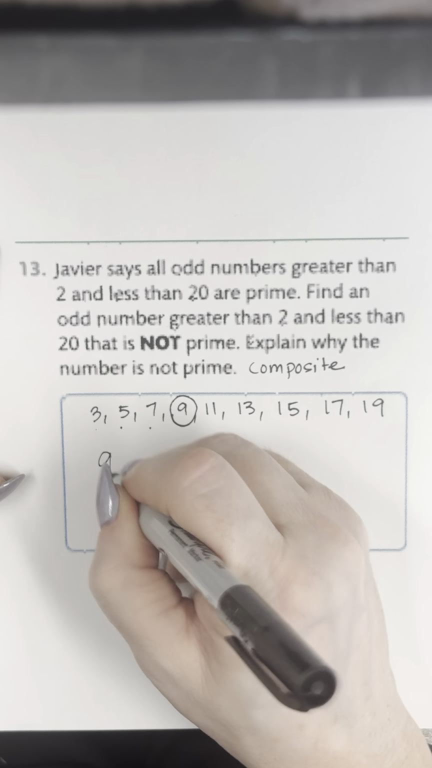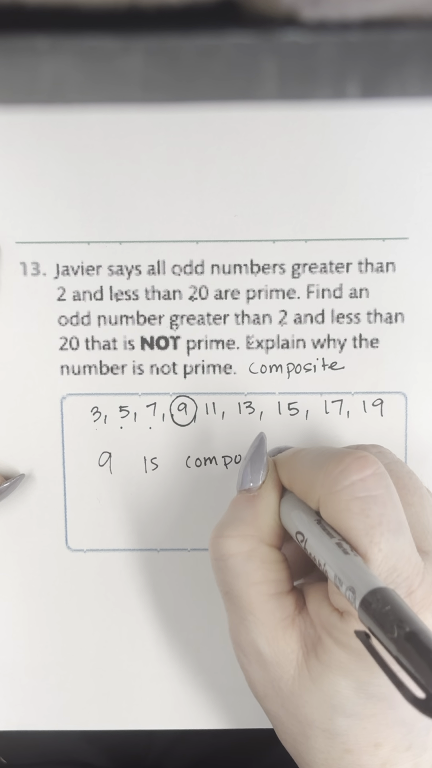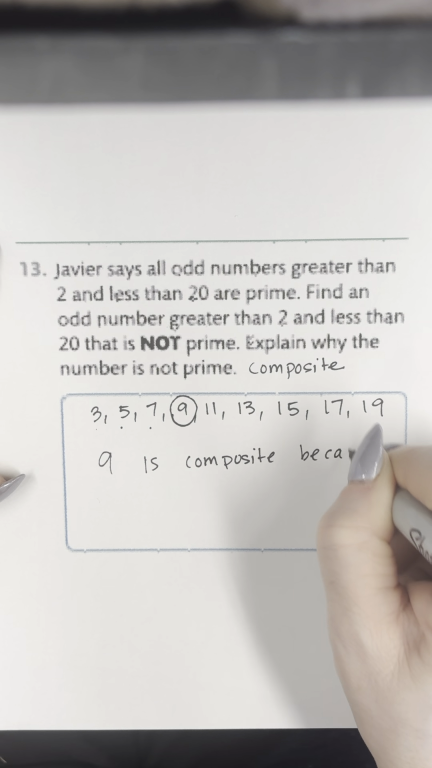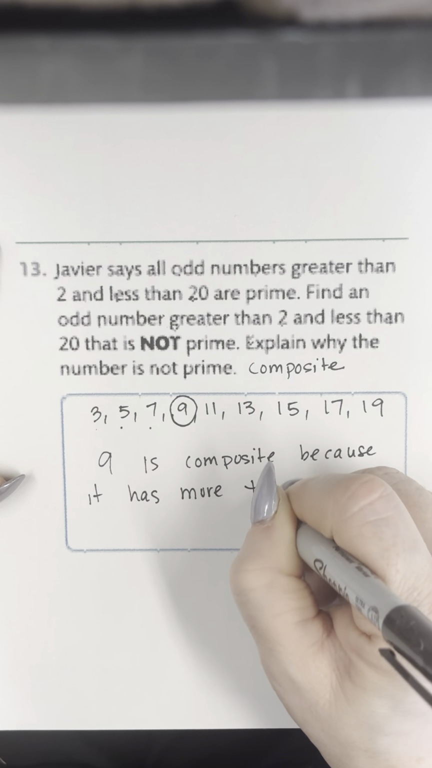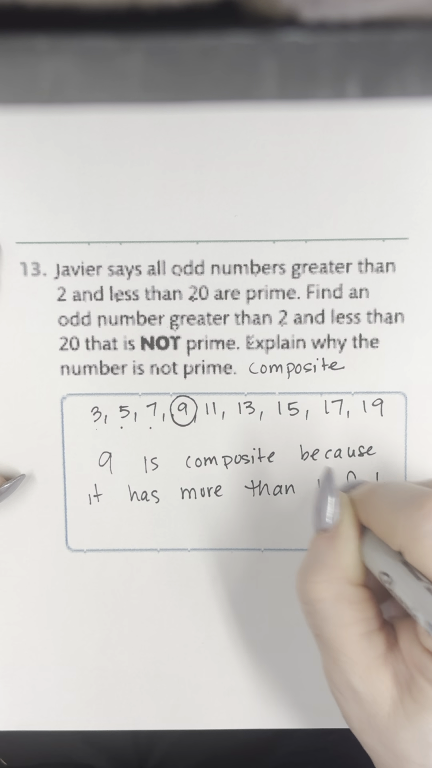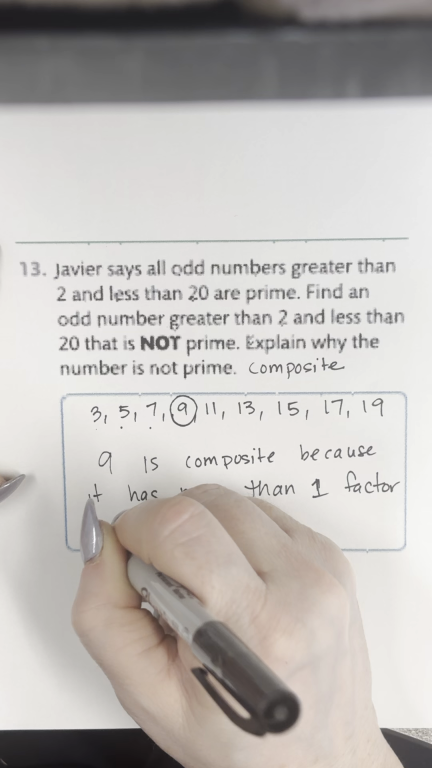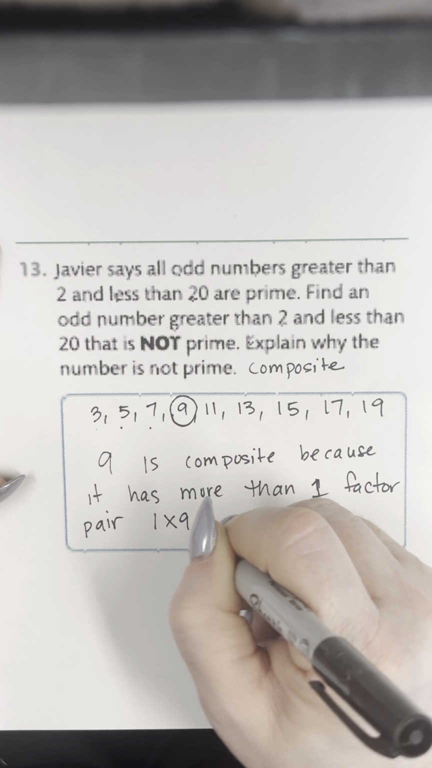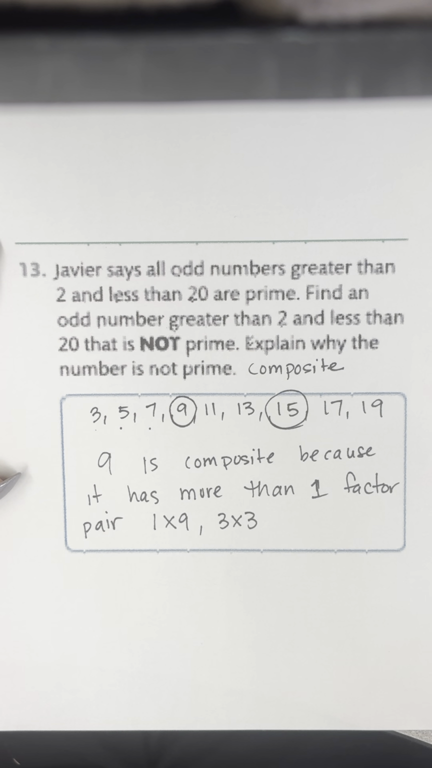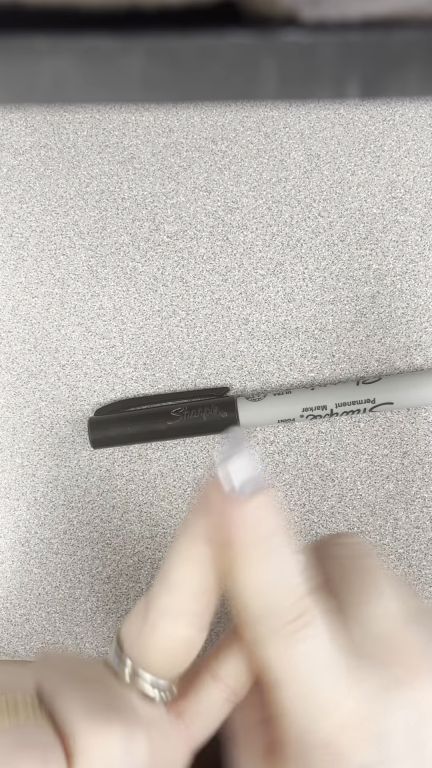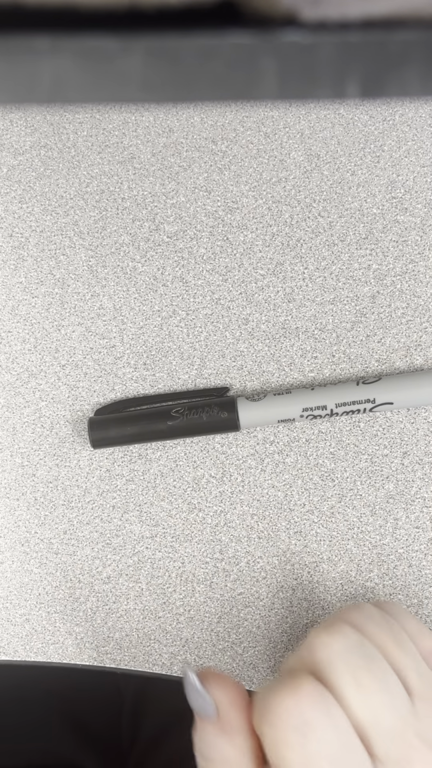9. 9 is composite because it has more than one factor pair. You could even prove it. 1 times 9, 3 times 3. 15 is also an excellent option. 1 times 15 and 3 times 5. Okay, that's everything, everybody. Remember to go over your vocabulary, prime numbers, composite numbers, factors, multiples. Practice your skip counting, and you will be good to go for the assessment.